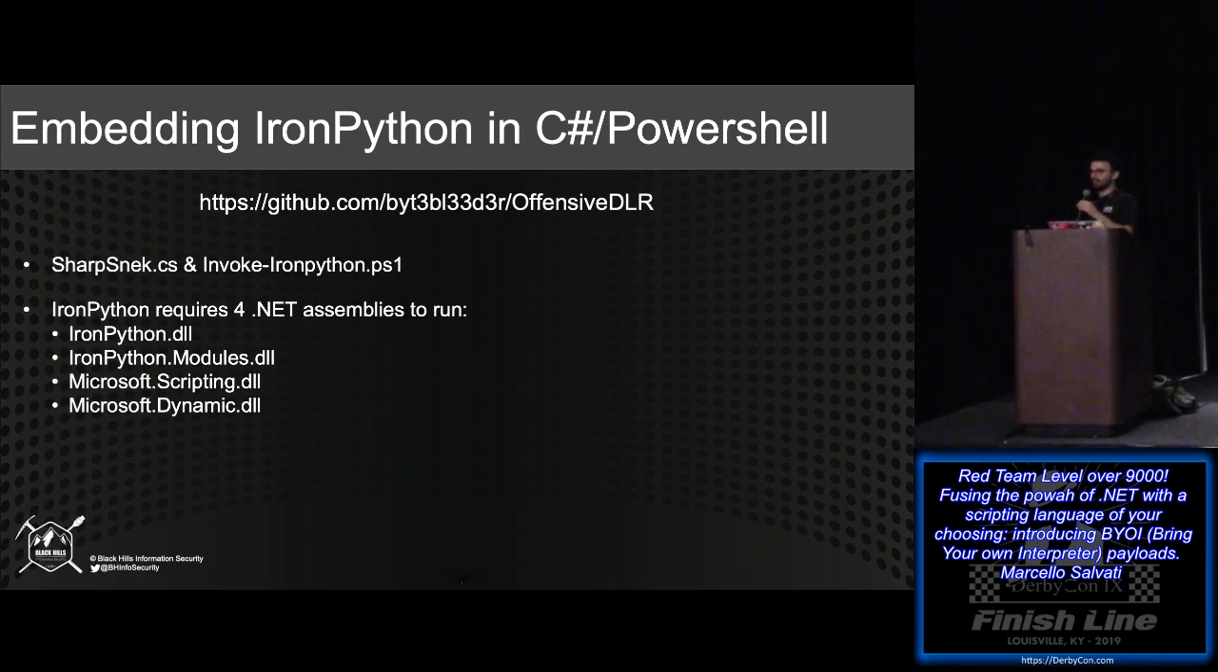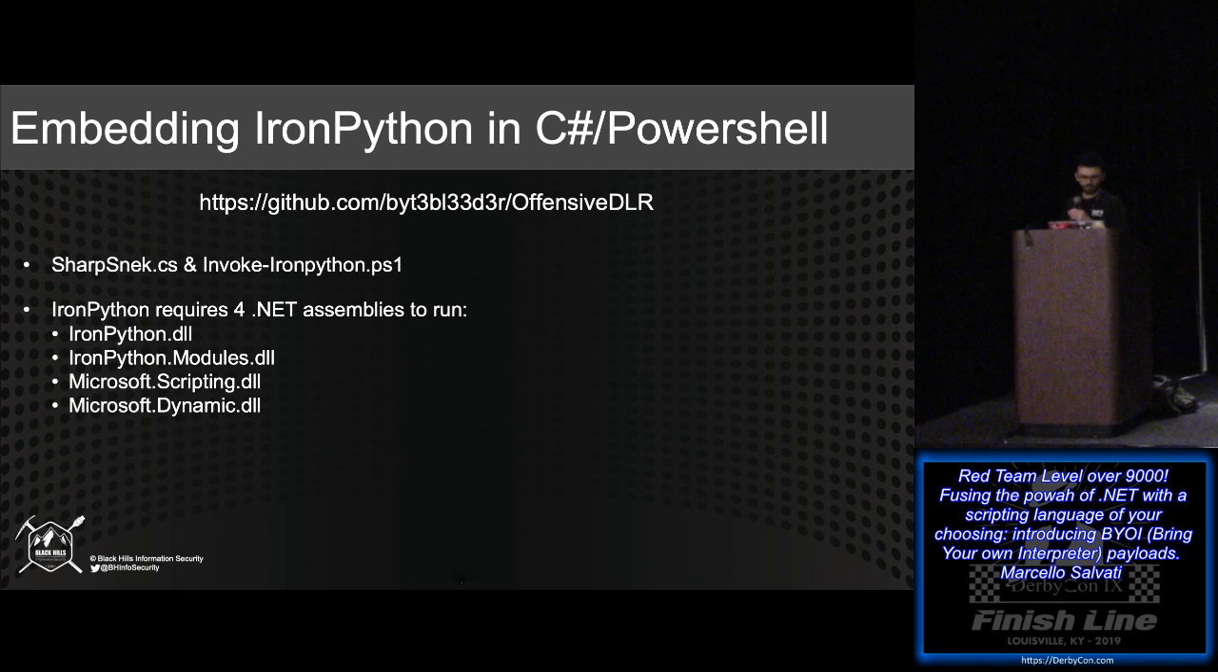All of these code samples I'm about to show you are hosted on that Git repo. So if you want to follow along or look at it later, definitely go ahead. The one I'm going to be showing you is Invoke-IronPython.ps1. This is embedding the IronPython compiler within PowerShell and executing Python through that, okay? On that repo, there's also SharpSnake, which I thought was cute, that basically embeds the IronPython compiler within a C# binary, okay?